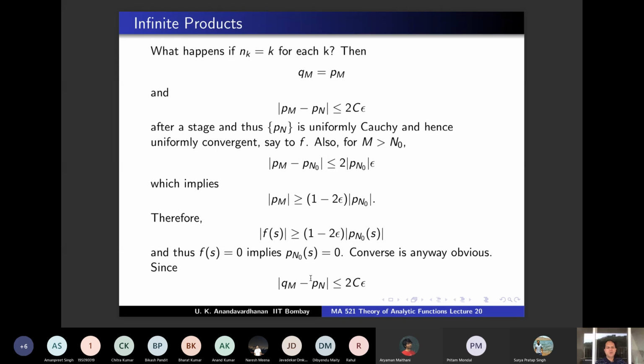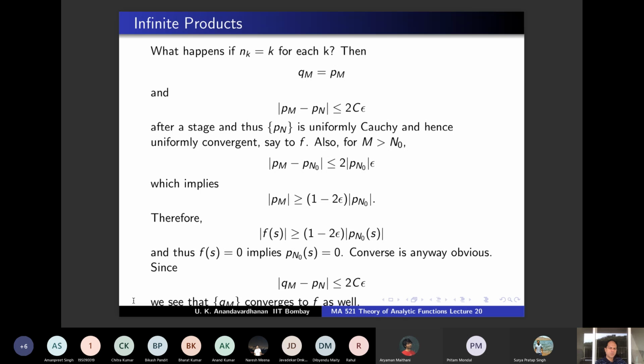And now apply the triangle inequality. What do you want to show? You want to show that Qm also converges to F. So you consider mod Qm minus F. And mod Qm minus F you write as mod Qm minus Pn plus Pn minus F. And Pn minus F is arbitrarily small. Qm minus Pn is arbitrarily small. So Qm minus F is arbitrarily small. So the rearranged thing also converges to the same F. Is the proof clear? It's a basic inequality-driven proof, basic analysis, no complex analysis here.